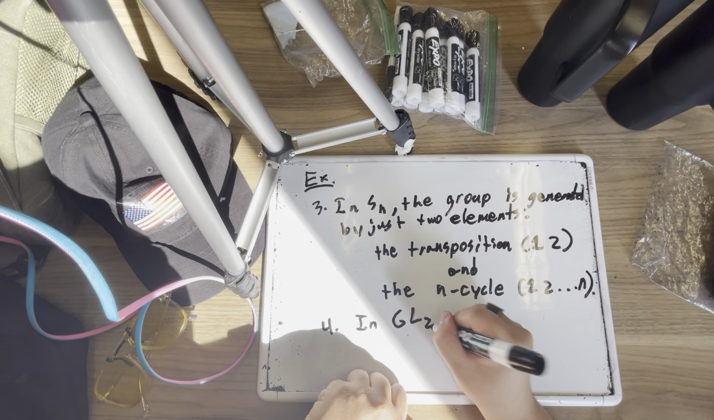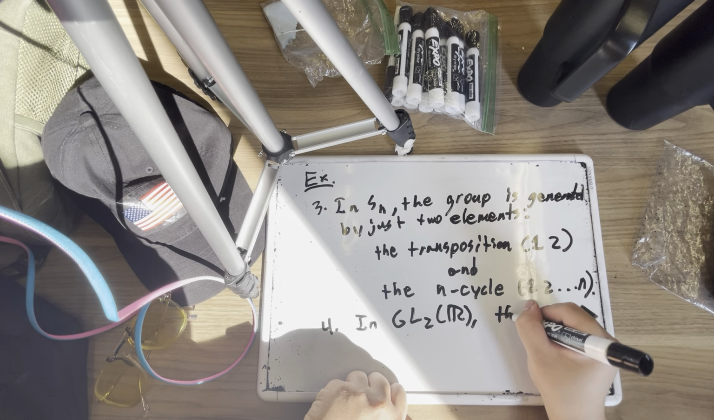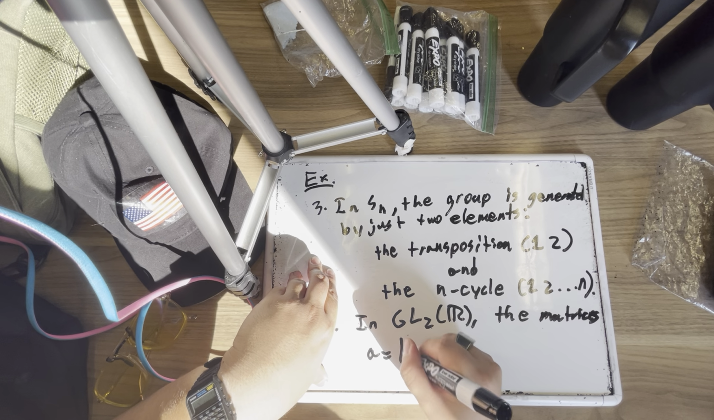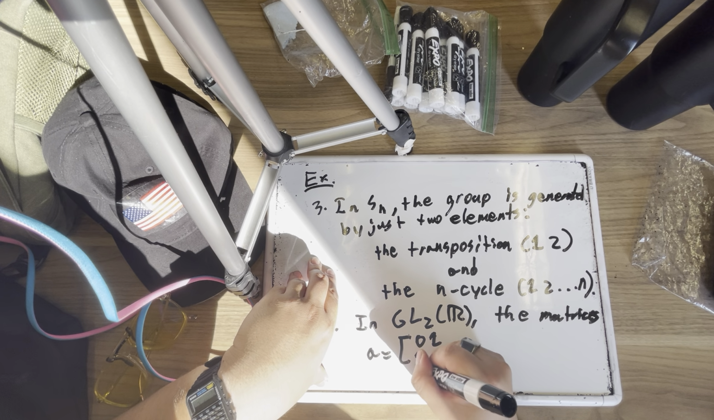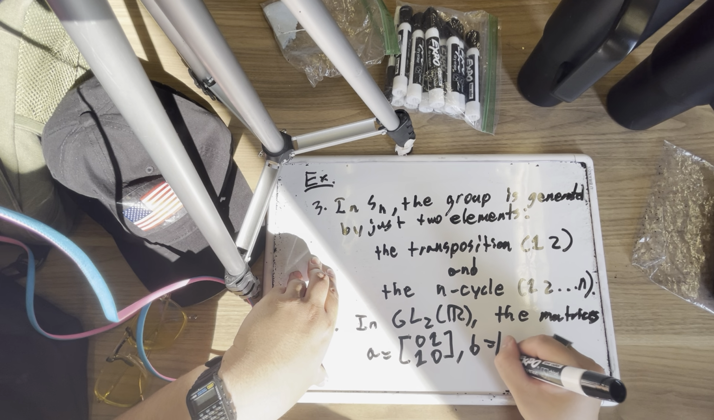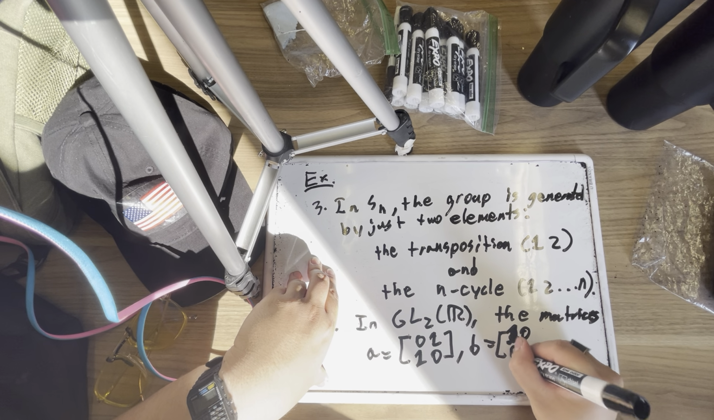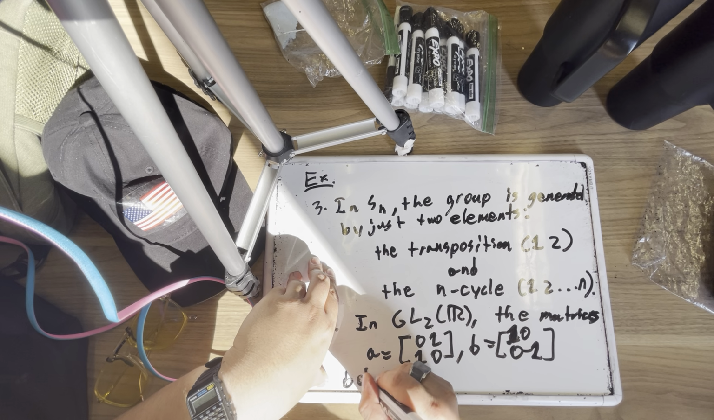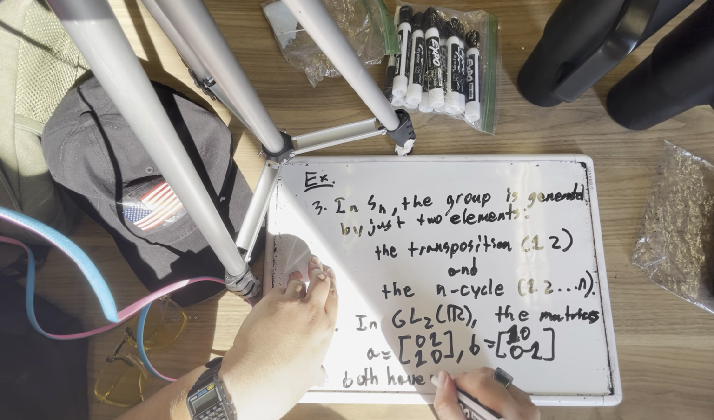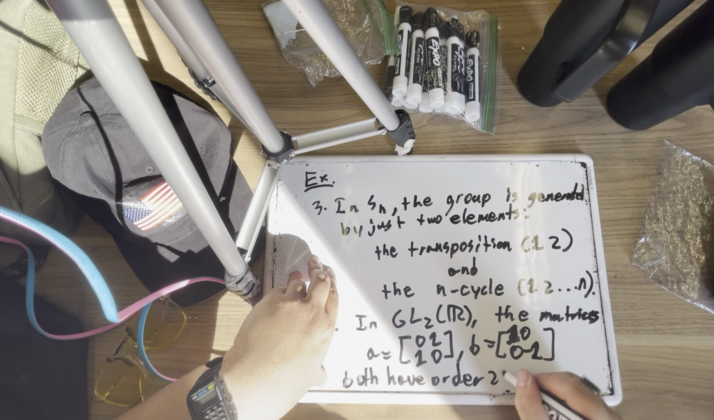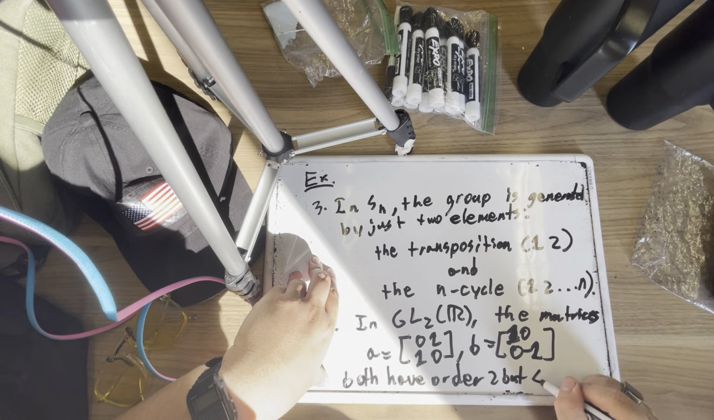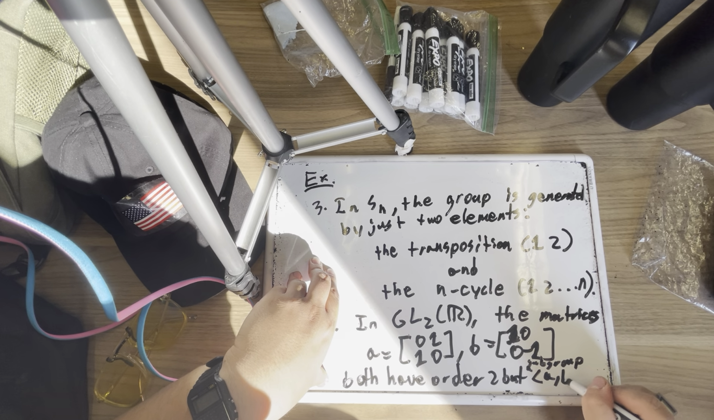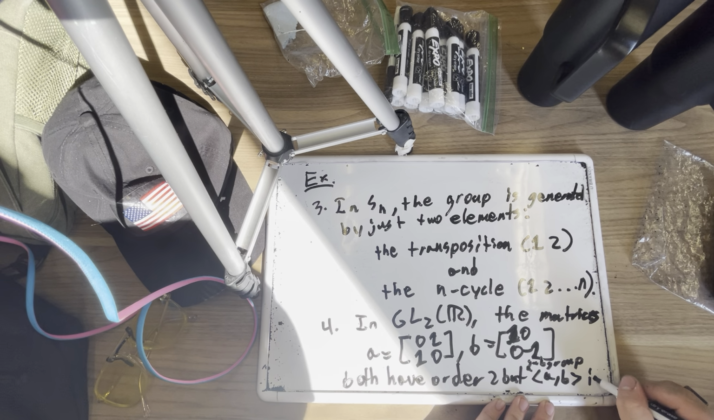For example, in the general linear group over the reals with degree 2, the matrices A is equal to, from left to right, top to bottom, 0, 1, 1, 0, and B, 1, 0, 0, negative 1, both have order 2, but the subgroup generated by A, comma B is infinite.